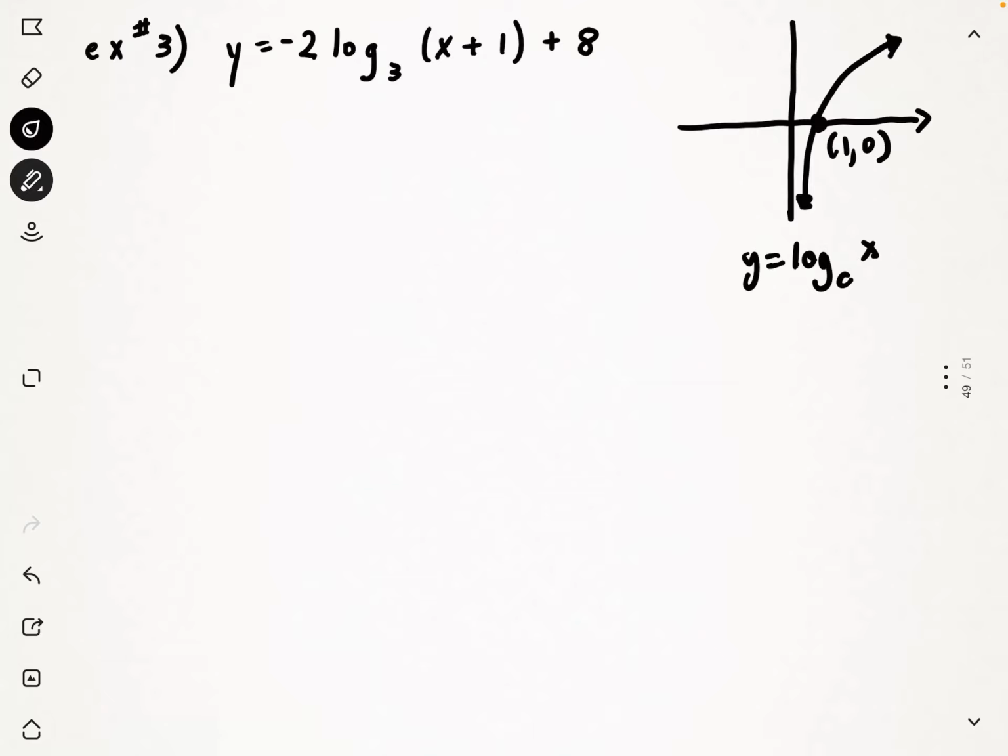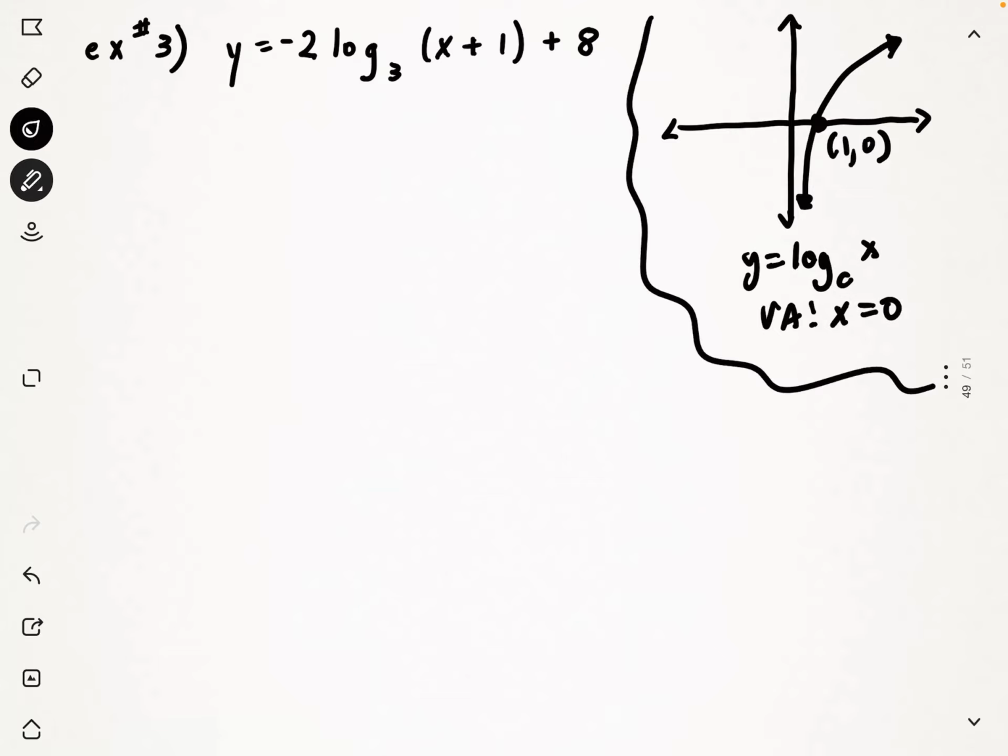We have a key point of (1, 0), and we also have not a horizontal asymptote, we have a vertical asymptote of x = 0. So we're going to keep all this in mind when sketching the new graph. Once again, we can start by doing a mapping notation for this. So we would have x minus 1, and we would have minus 2y plus 8. The subscript 3 does not go into the mapping notation. Much like with exponential functions, the big number that's to the power of x doesn't go in the mapping notation either.